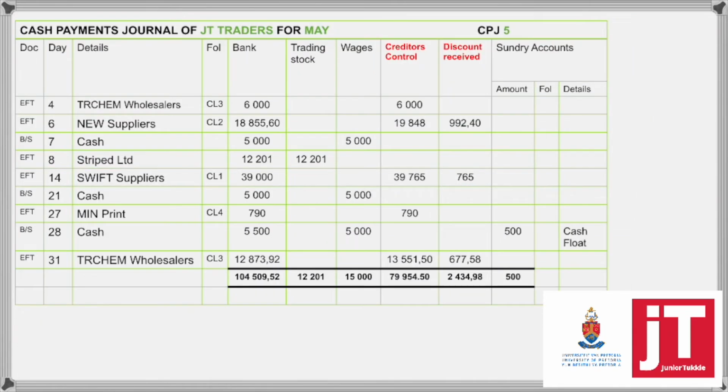Now, if we look at the alternative method, I said the method now depends on the column layout. So now you can see here the alternative method. We don't have a payments column. We have a creditors control column and a discount received column. Now, to use the exact same example, you can now see that the creditors control column is the total owed. Then we record the discount, and then the bank amount is the amount after discount.